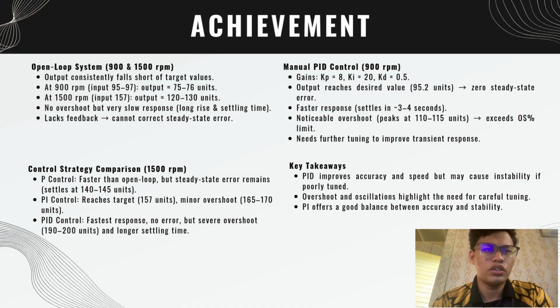PID control gives us the fastest response and perfect accuracy with no steady state error. However, it also caused the most overshoot, going up to 190 to 200 units, and introduced more oscillation, increasing settling time. And lastly, from all this, we can see that PID control gives the best speed and accuracy, but only when it's tuned correctly. If not, it can cause instability like servo overshoot or oscillation.